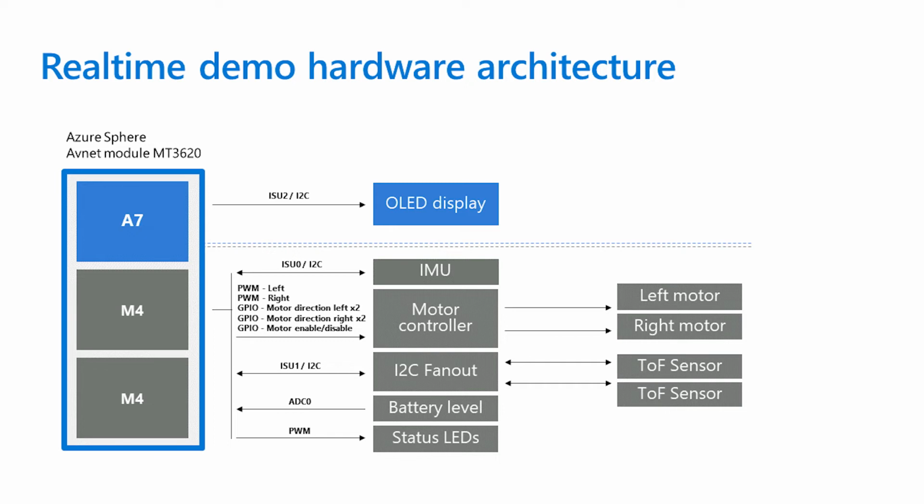From the hardware architecture side of things, there's the A7 core, which is running the software that is connecting to Azure IoT Central. And then there's the M4 core. And all of the hardware interaction, apart from the OLED display, is happening on the M4. Azure RTOS has all the code in it that is reading the IMU, the accelerometer gyro magnetometer. It's doing sensor fusion on that data to look at the kind of lean angle of the robot. And then it's using something called a Mahony filter and a PID controller to determine how fast the motors need to turn to keep the robot balanced. So all of that is happening under the control of Azure RTOS running on the M4.